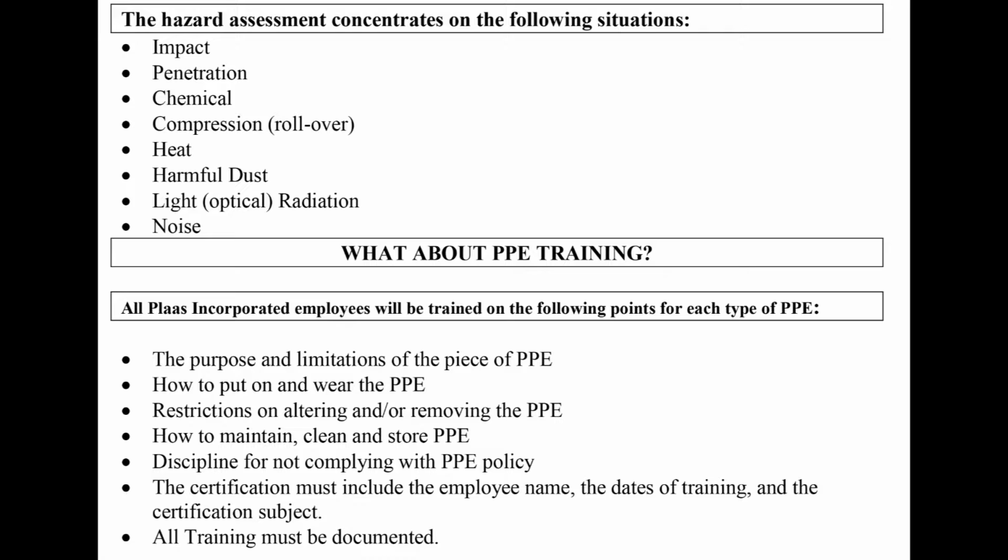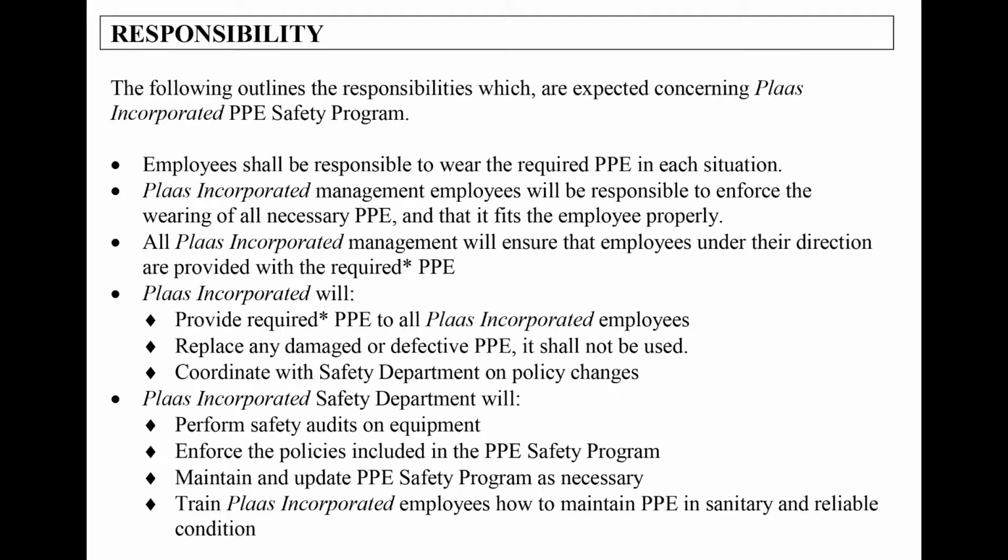What about PPE training? All Plaas Incorporated employees will be trained on the following points for each type of PPE: the purpose and limitations of the piece of PPE, how to put on and wear the PPE, restrictions on altering and/or removing the PPE, how to maintain, clean, and store PPE, discipline for not complying with PPE policy. The certification must include the employee name, the dates of training, and the certification subject. All training must be documented.